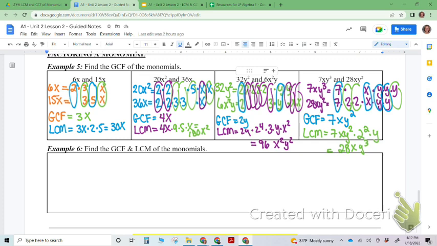Things that are in common, they both have a 7, they both have an x, and they both have 2 factors of y. So the GCF in blue there, that's 7xy squared. And then LCM, that's the GCF, times all of the leftover columns. So there's two columns, so 2 squared. And then there's a y column, so times y. Multiply all that out. LCM is 28xy cubed.